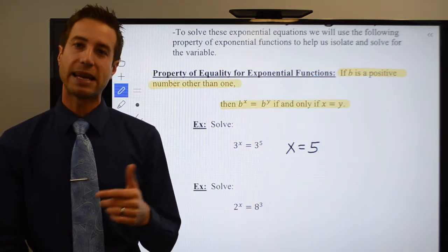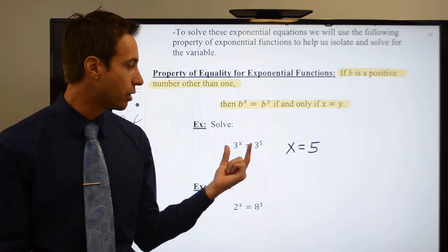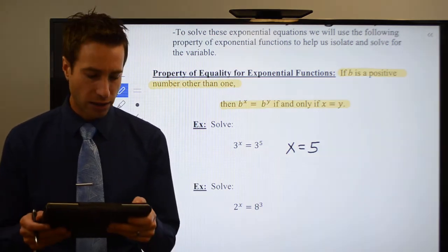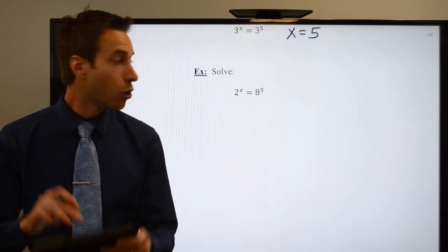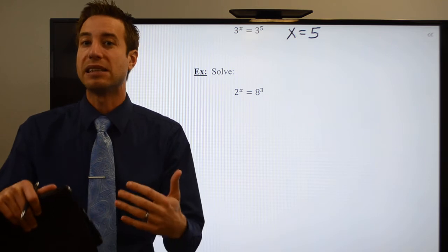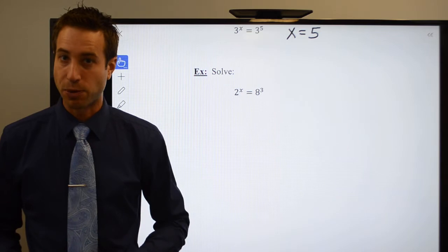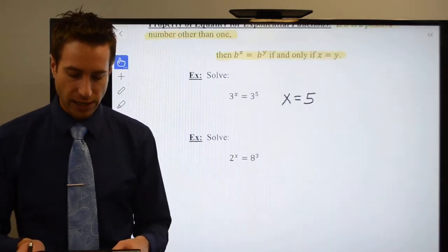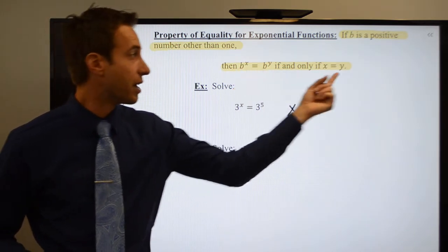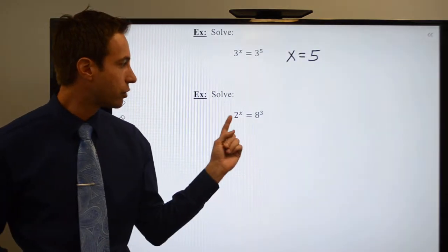So here's what we're going to do to make things a little bit trickier. Instead of giving you the same base on both sides, the bases are going to look a little different. And what you'll have to do is some work to get the bases to be the same. Then once the bases are the same, we can set the exponents equal to each other, just like the property says. So here we go. I've got a slightly trickier one for you here, 2 and 8.